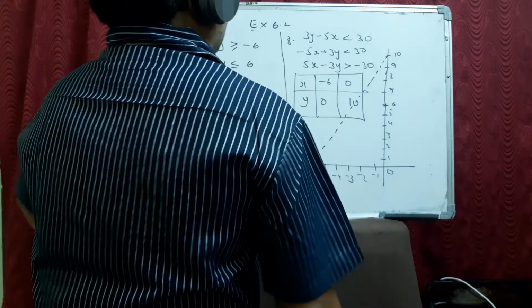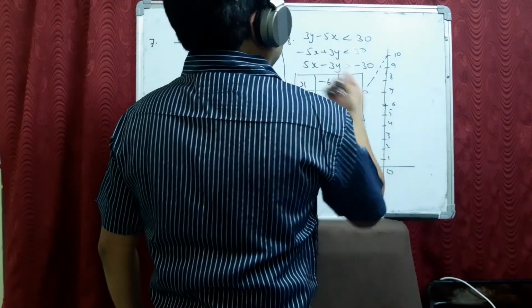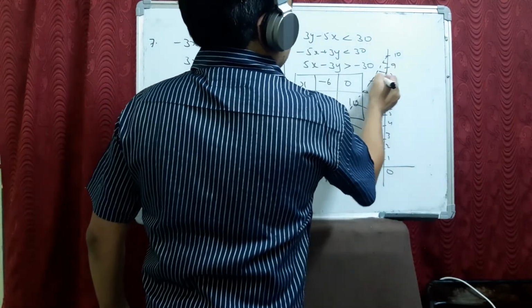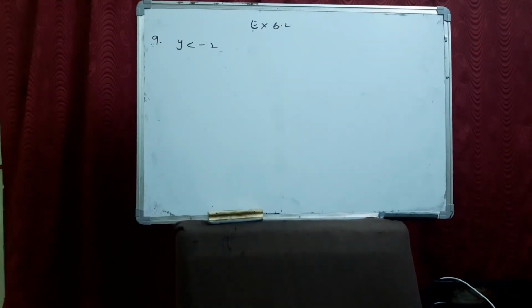And let us substitute the origin. 0 is less than 30. Yes, it is true. So we can shade towards 0, 0. Okay. Next, look here, ninth one.